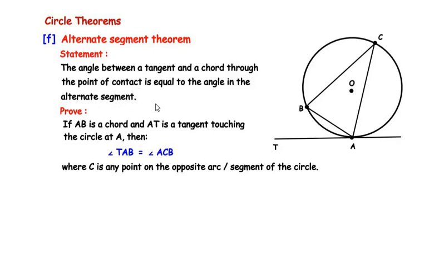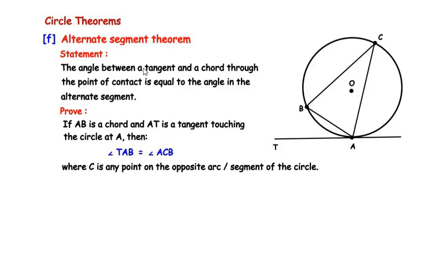alternate segment. So here we have drawn a circle with center O and there are 3 points on the circumference of the circle, that is A, B and C. Now we have drawn a tangent TA touching the circle at point A. AB, BC and AC, all three are chords, but AB is the chord that is touching the tangent at point A.